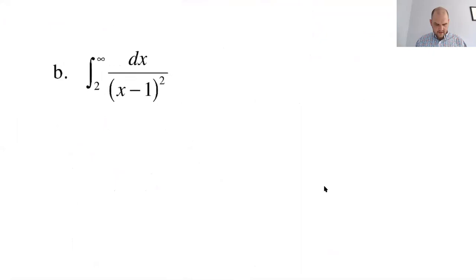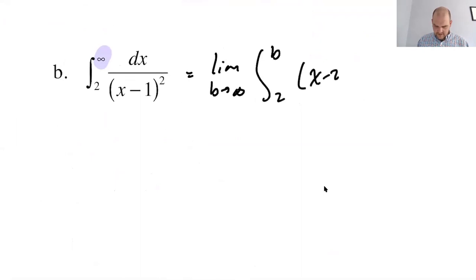All right, what's the problem here? If you look at the denominator, x equals 1 actually is a problem, but we're only going from 2 to infinity, so really our only problem is this infinity. So let's deal with that by doing the limit. It's the upper bound again, so as b approaches infinity, the integral from 2 to b of, I'm going to make it, x minus 1 to the negative 2 dx.